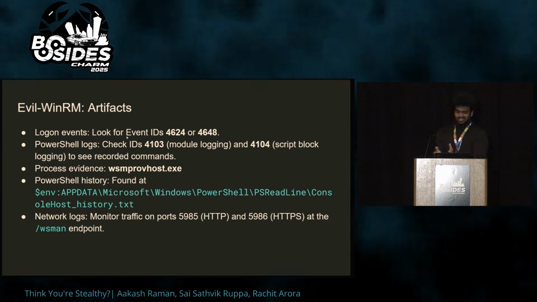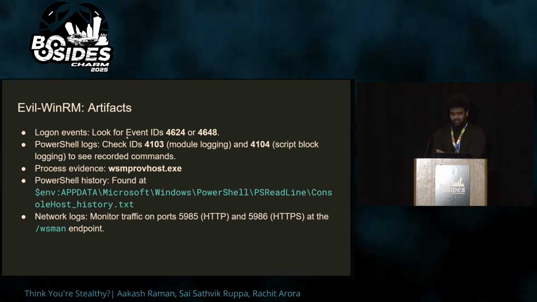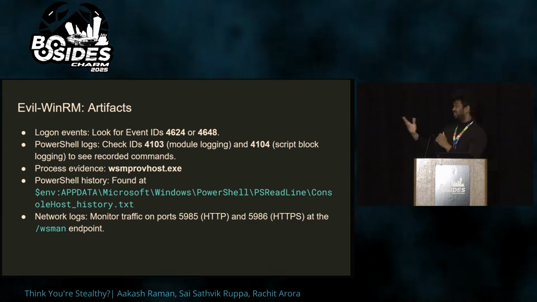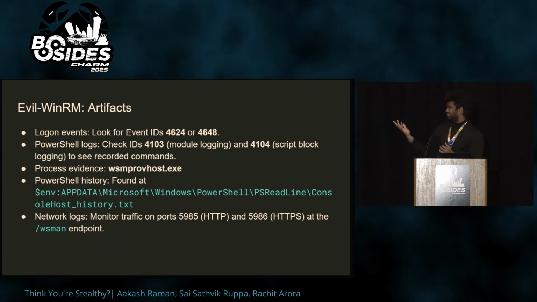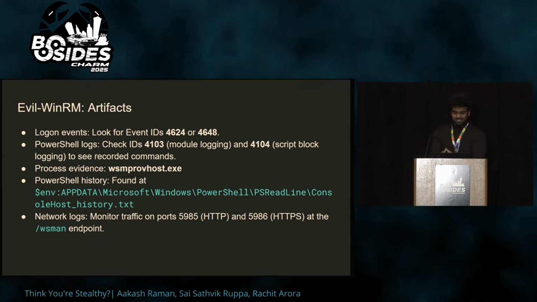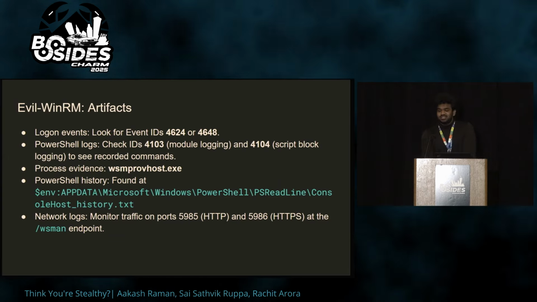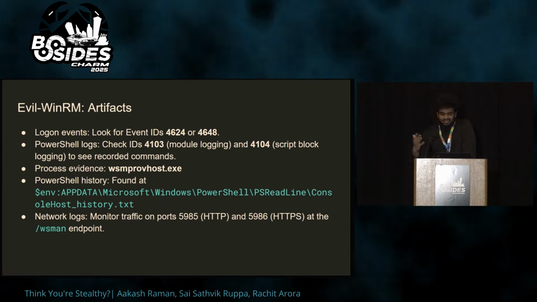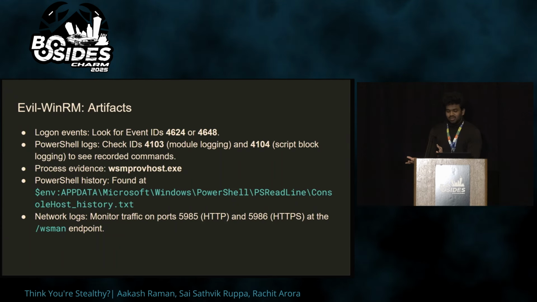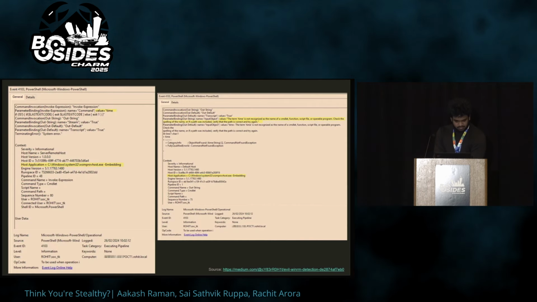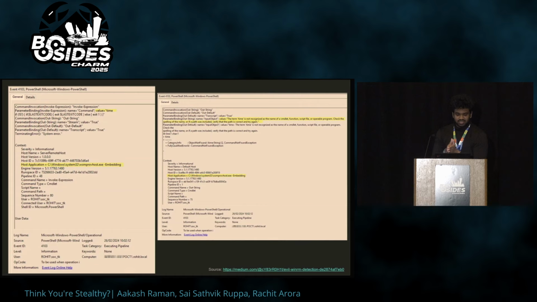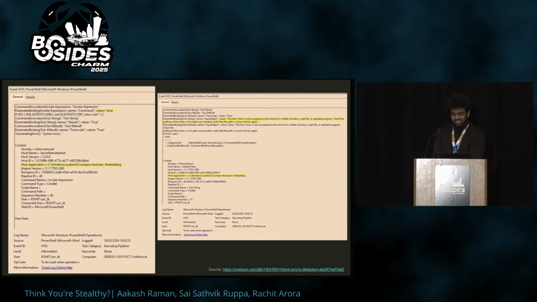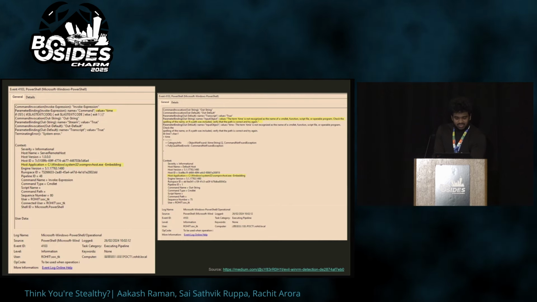Also, for process evidence, when you see WSMProvHost running, you should be more aware of what happens. Since we are running everything in PowerShell, it's always a good way to check the PowerShell history at this particular location. Also, since all the traffic goes over the network on ports 5985 and 5986, keeping an eye on the network logs will also help. This is a sample 4103 event where it is trying to load WSMProvHost as an embedding process and run a time command.